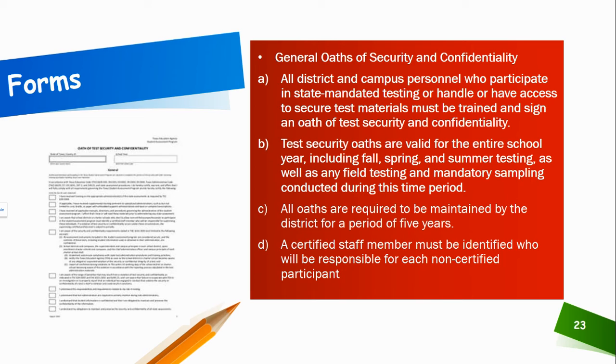If you are located on a campus, your campus coordinator will give you your security oath to sign and will keep the oath in a secure location. If you are located at the district level, the DTC will give you your oath. If you have already signed an oath this year, you do not have to sign another unless you have a different testing role, such as an oral test administrator. If you are a paraprofessional, a certified individual will have to be named and sign your oath that they will be responsible for your actions during a test administration.